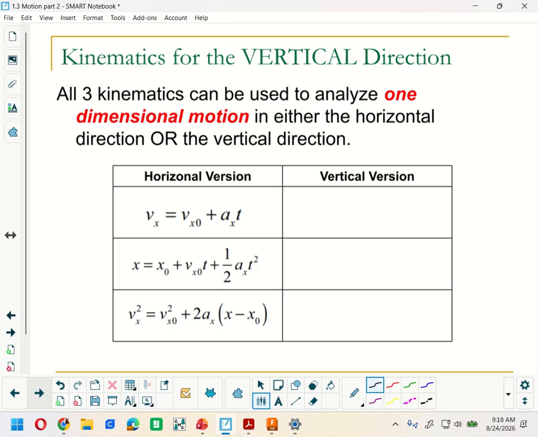All right, all three kinematics equations can be used to analyze one-dimensional motion in either the horizontal or the vertical direction. It's almost like I just got done saying that. So in a vertical direction, Julia, can you explain to me what equation it would look like? What would my equation look like if it was in the vertical direction instead?